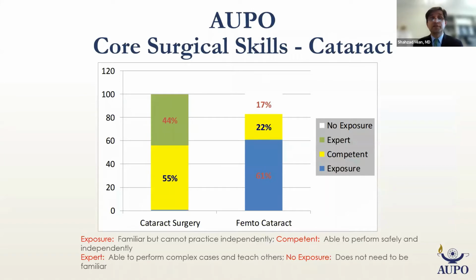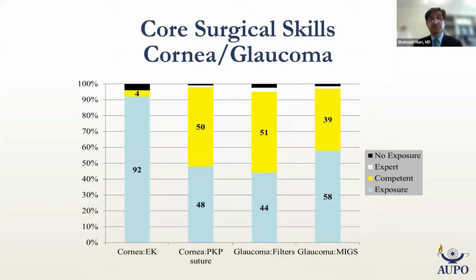We also know from asking our educators that they have high expectations of our graduates, that more than 55% of them feel that residents should be competent, that is, able to perform safely and independently for cataract surgery, and 44% felt that residents should be able to perform complex cases and teach others with respect to developing expertise in at least cataract surgery. And this is not really just for cataract surgery. There is an expectation that our graduates should be able to perform suturing and glaucoma procedures, including MIGS procedures, as part of their training as a comprehensive ophthalmologist.